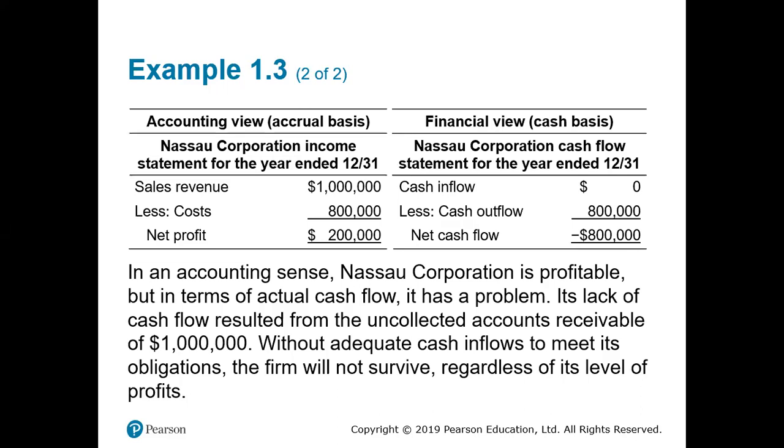And we have to note or remember that without adequate cash inflows to meet its obligations, the firm will not survive, regardless of its level of profits. Whether you have a 1 million profit there, but your cash is very limited, it's still difficult for the firm to survive. That's why firms have to resort to borrowings.